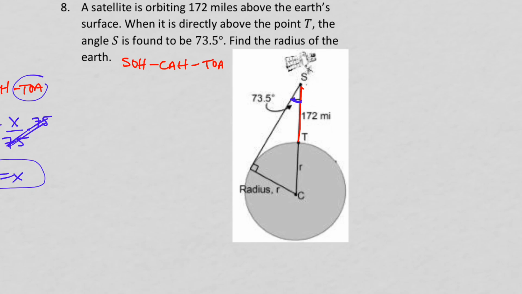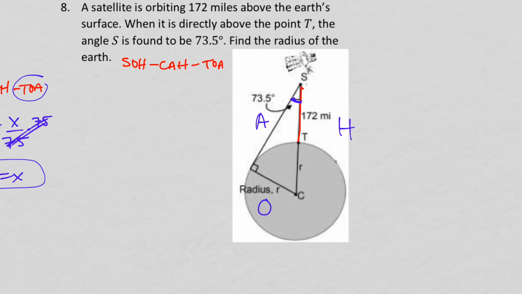Once I do that, my hypotenuse here is going to be the side across the right angle. In this case, the hypotenuse is actually going to be the side of 172, which is only this piece of this right triangle, plus the radius. So your hypotenuse is going to be 172 plus r. That's how you'd identify or label the hypotenuse. Next, from the angle that I've chosen, the side opposite is going to be the Earth's radius, so r. That's my opposite side. And then lastly, this is my adjacent side.